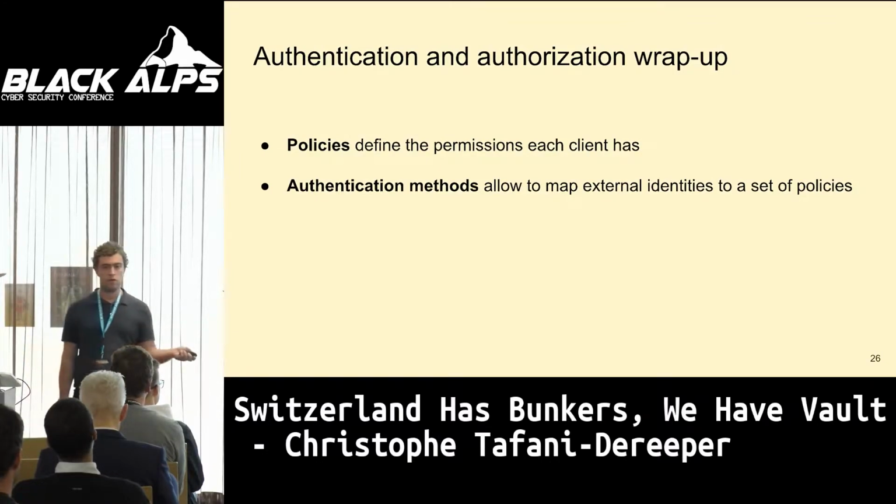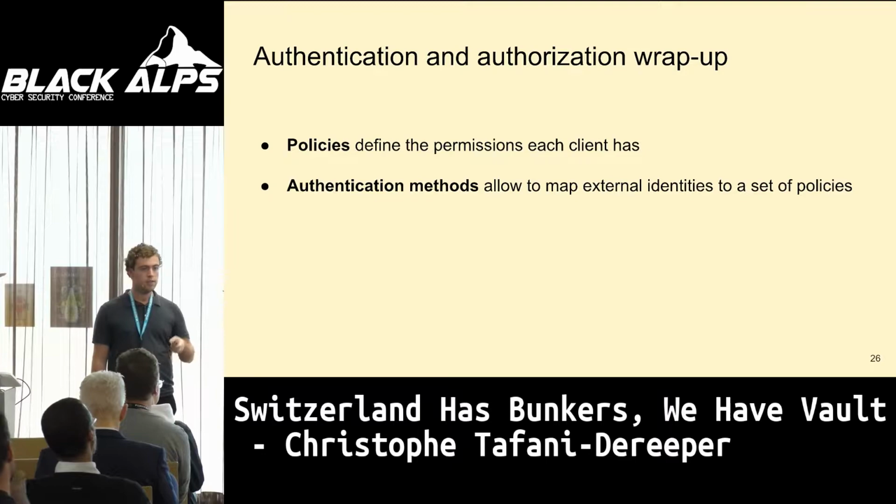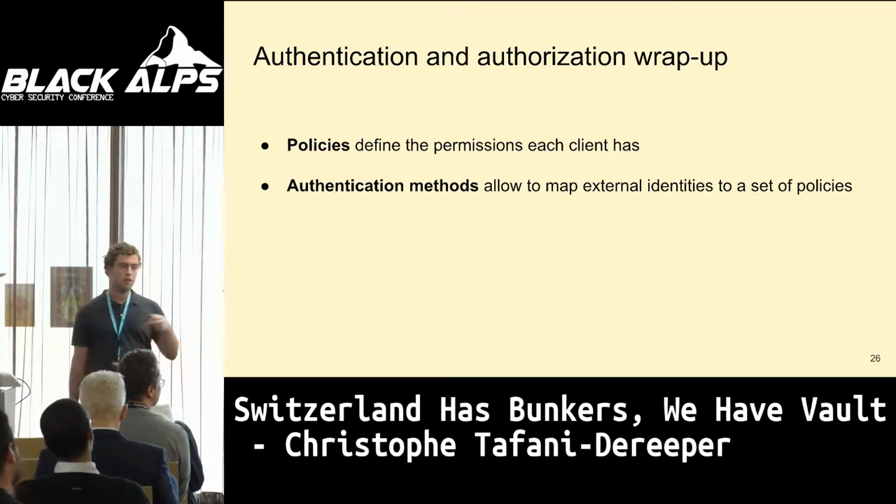You have different authentication methods. You can enable many of them, and you do a mapping between an external identity, things like a GitHub team or LDAP organizational unit. You do this mapping to a set of internal policies in Vault.